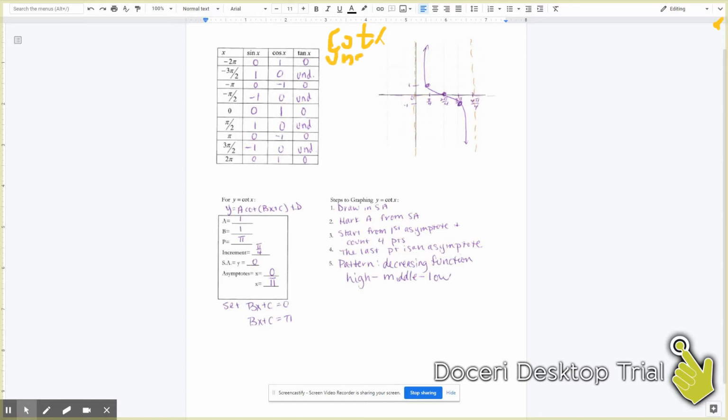I'm having trouble writing here. Good. All right. So wherever tangent is 0, cotangent is going to be undefined because the reciprocal of 0 is undefined. And the opposite also works here.